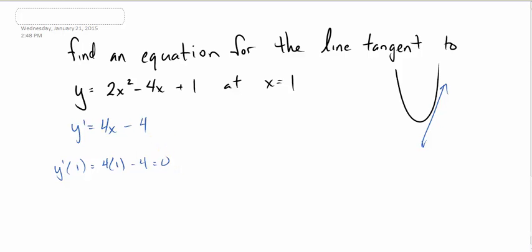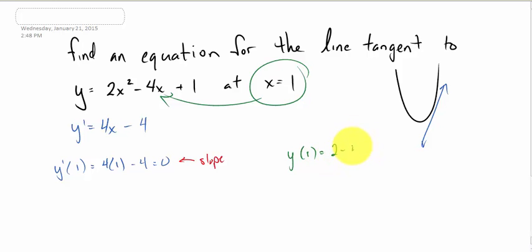So the other piece that I need to do is I need a point. I have the slope. Now I need a point. And the way we get the point is we plug our x into y. So y of 1: 2 minus 4 plus 1 is negative 1. So that means the point (1, negative 1) is where the tangent line meets the curve, and that line has a slope of 0.